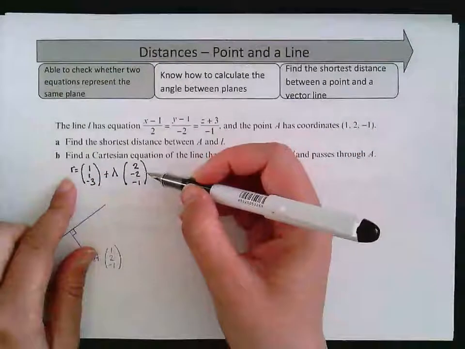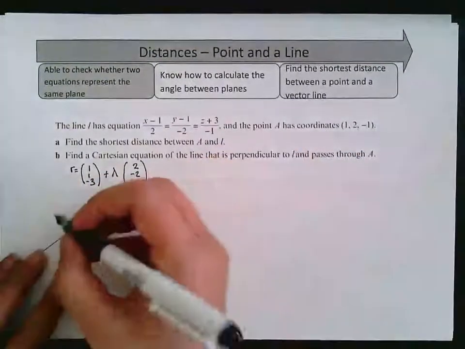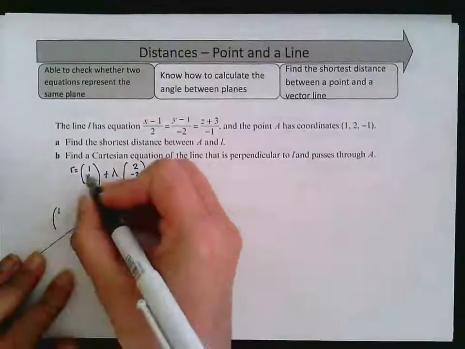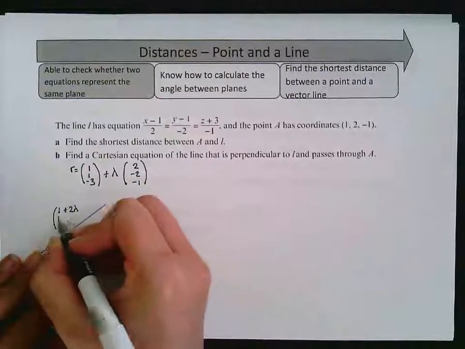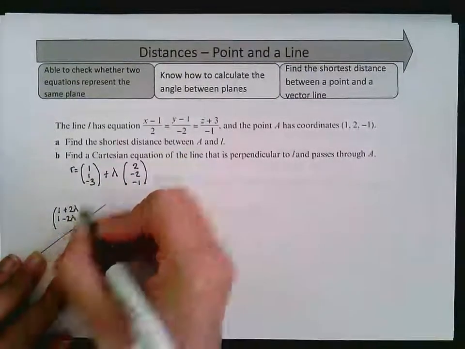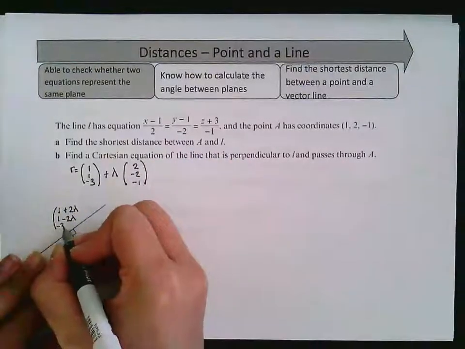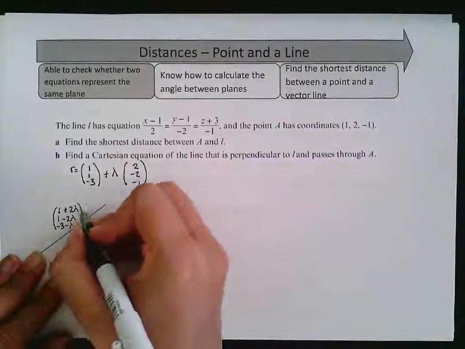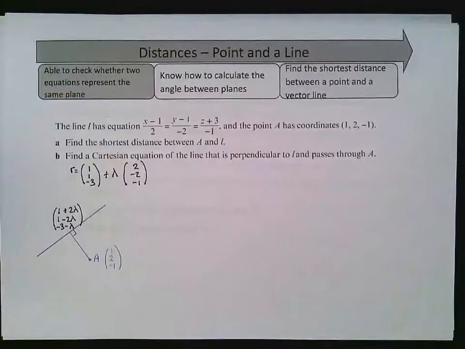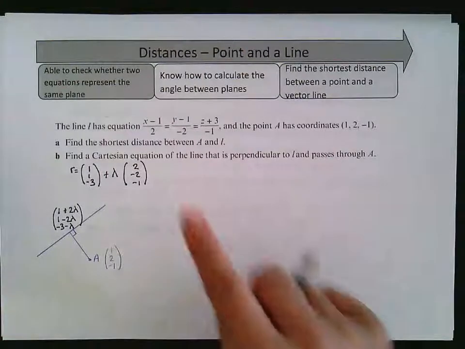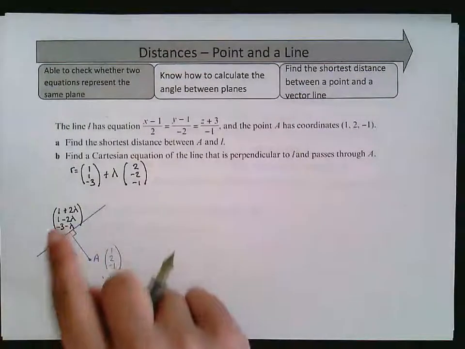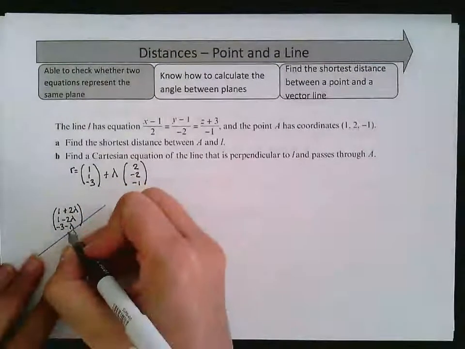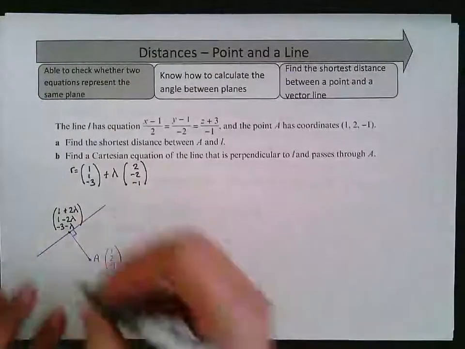So our equation of the line, if we write it like this, the x-coordinate is 1 plus 2 lambda, the y-coordinate, middle row, is 1 minus 2 lambda, and the bottom is minus 3 minus lambda. That is the general form of any point on that line. So this is the equation of the line where lambda changes for every point you're on. This is a specific point on the line, and I'm going to label that point B.